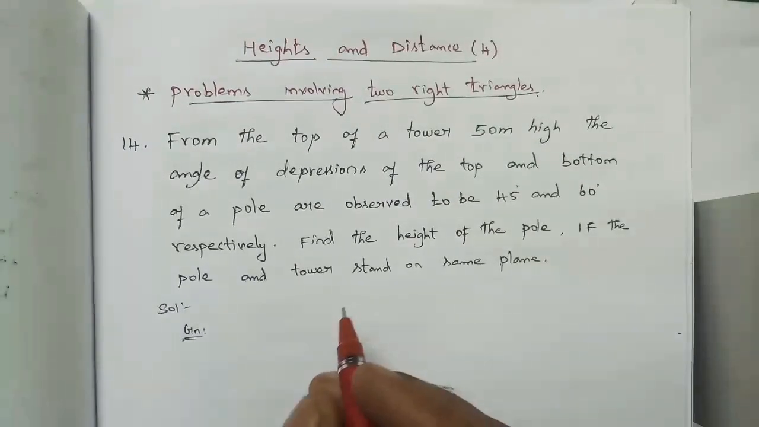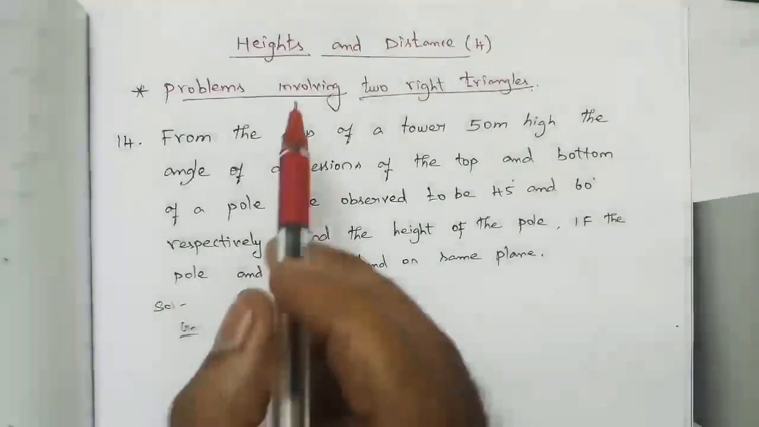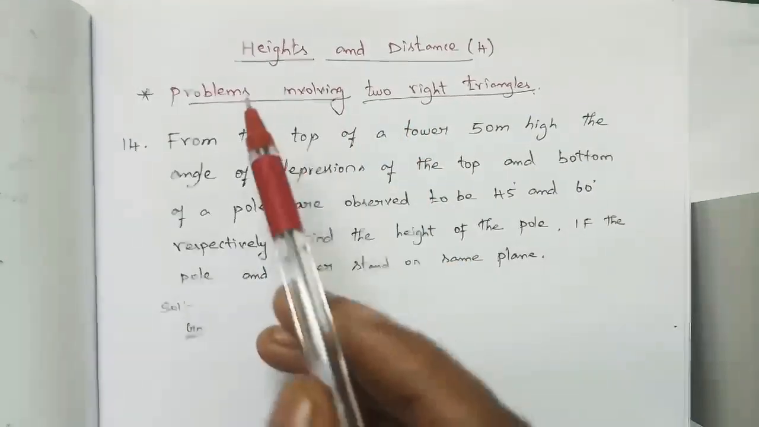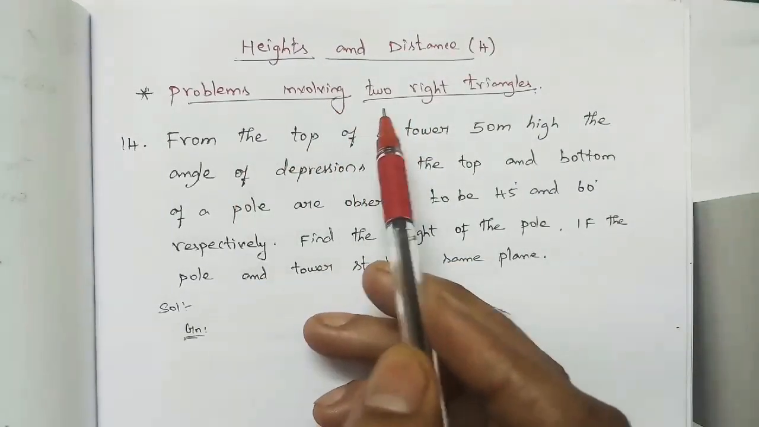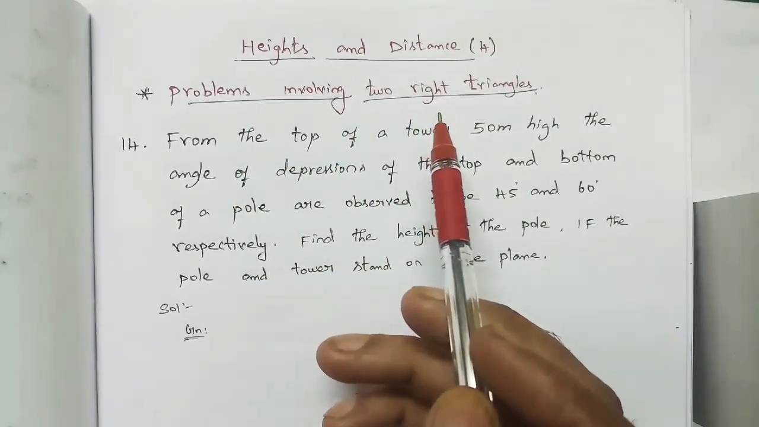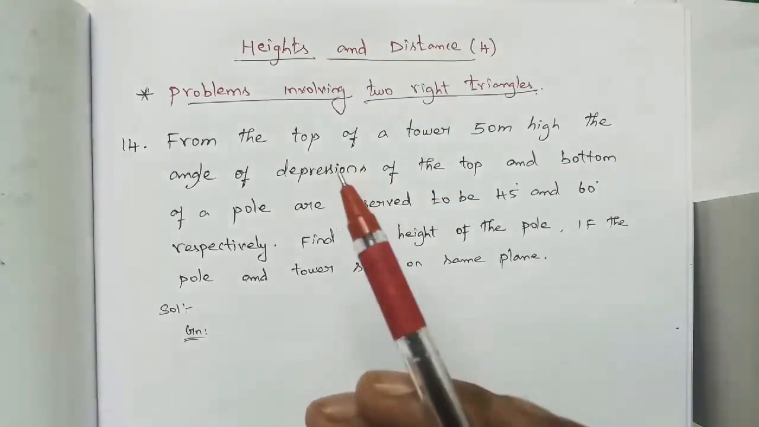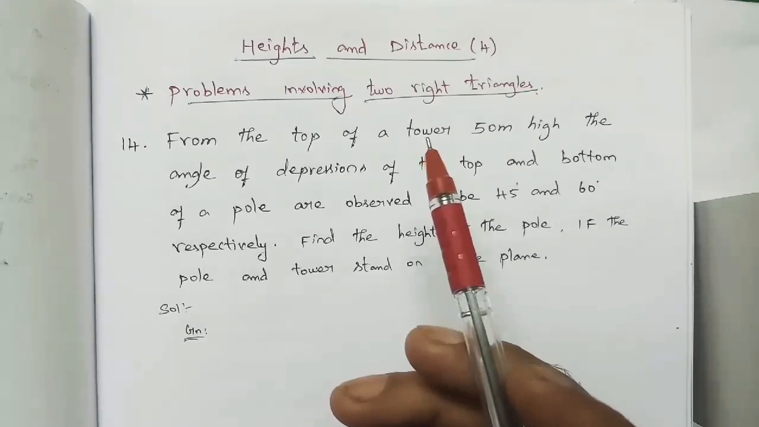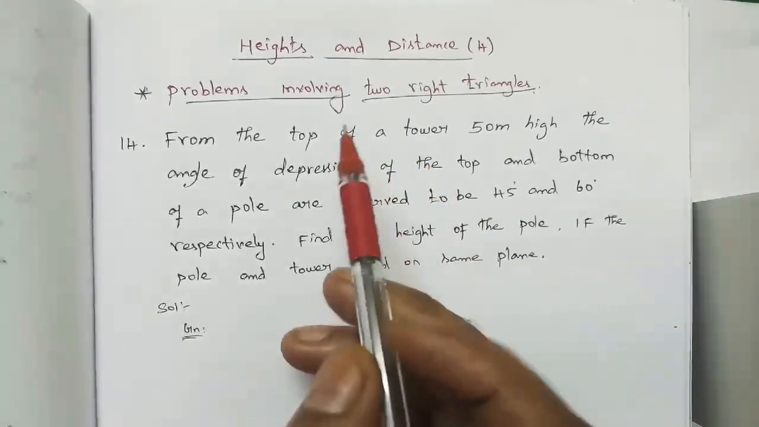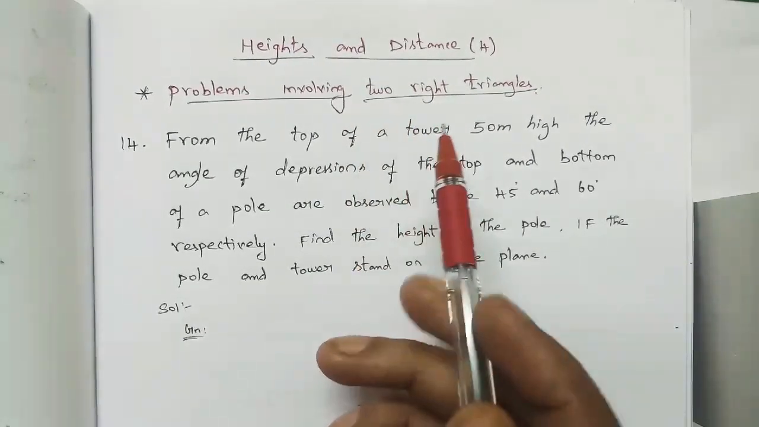Hi students, today we are going to see heights and distance problems involving two right triangles. I told you that we have two kinds of problems. One is a single right angle triangle, and the other is a double right angle triangle, two right angle triangles.